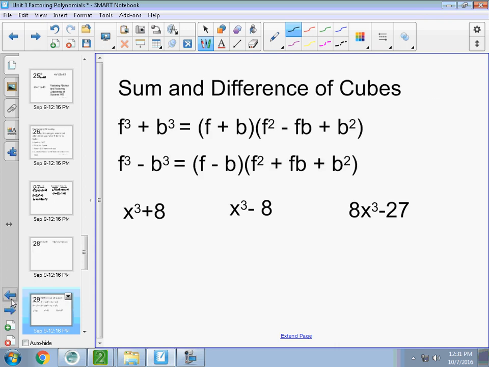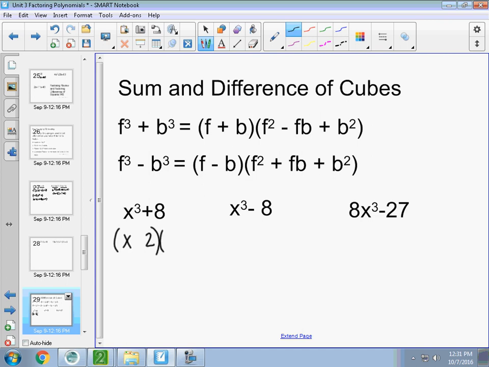More factor by grouping problems. This one is now the sum and difference of cubes. The sum and difference of cubes is a pattern that we can create if we see that the front part is a perfect cube and the back part is a perfect cube. What we're going to do is say what is the root number of this x to the third. And x to the third comes from the root x. So that's our front portion of our answer. And we ask what is the root number of 8. 8 comes from the root number 2. So 2 is the back portion of our answer.